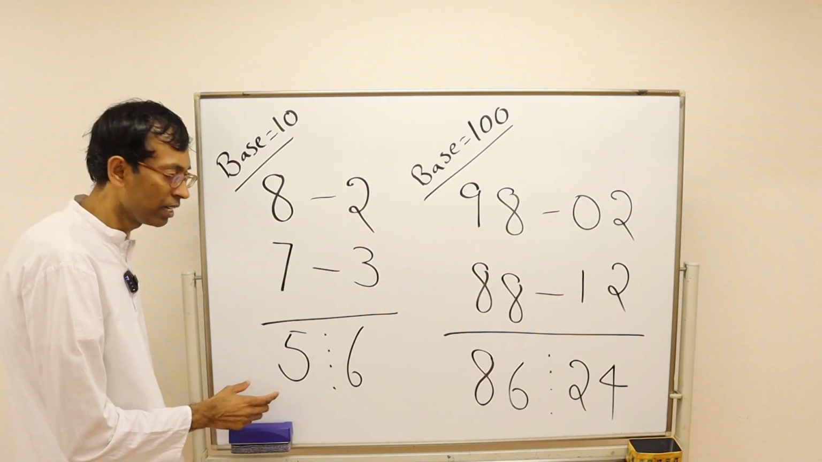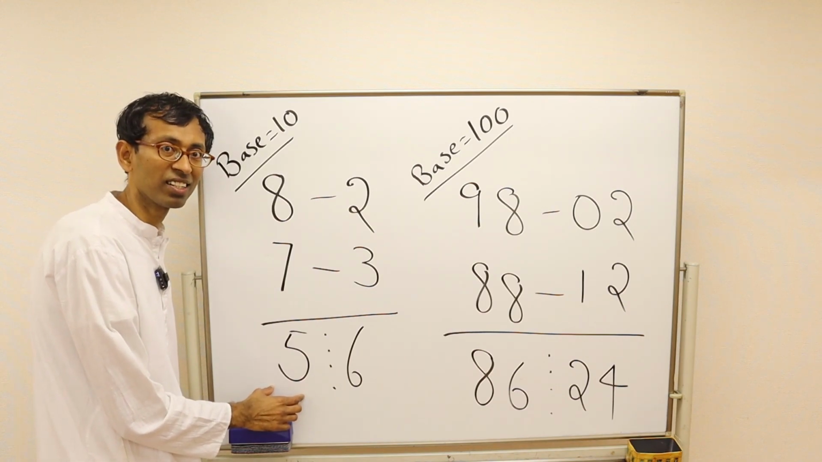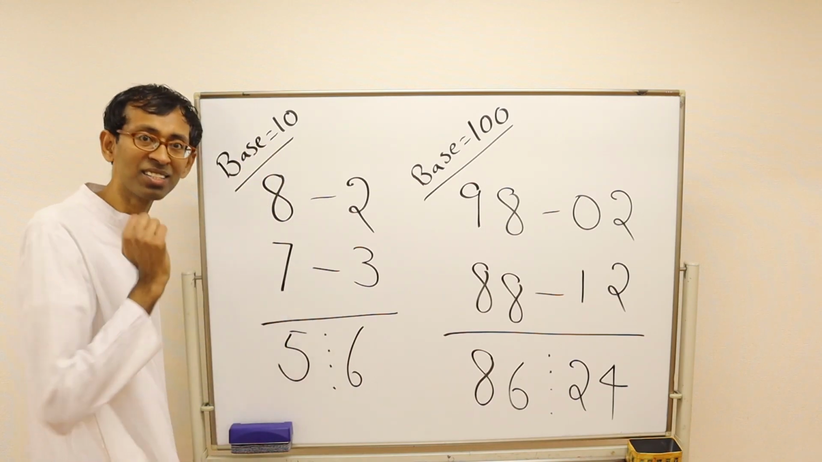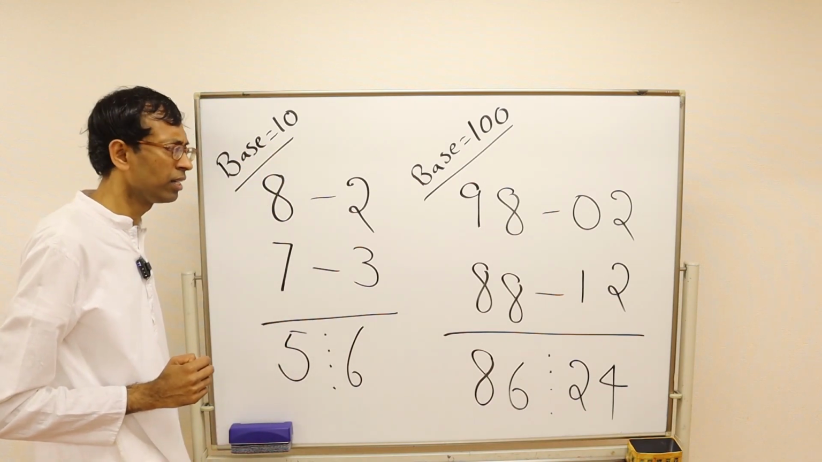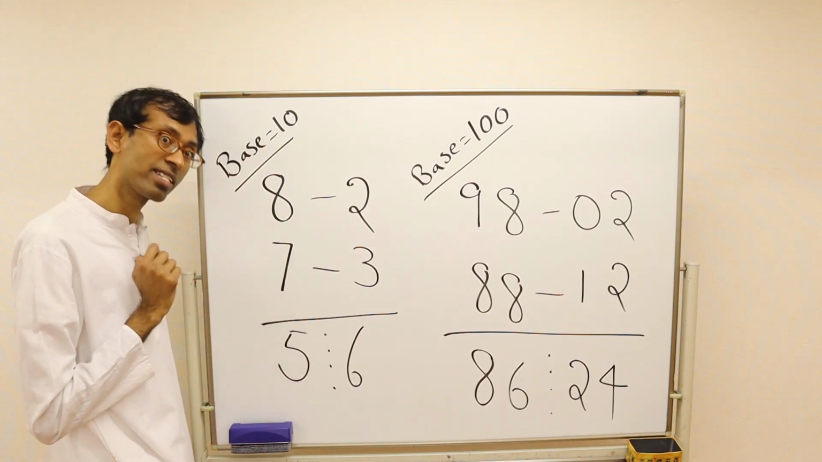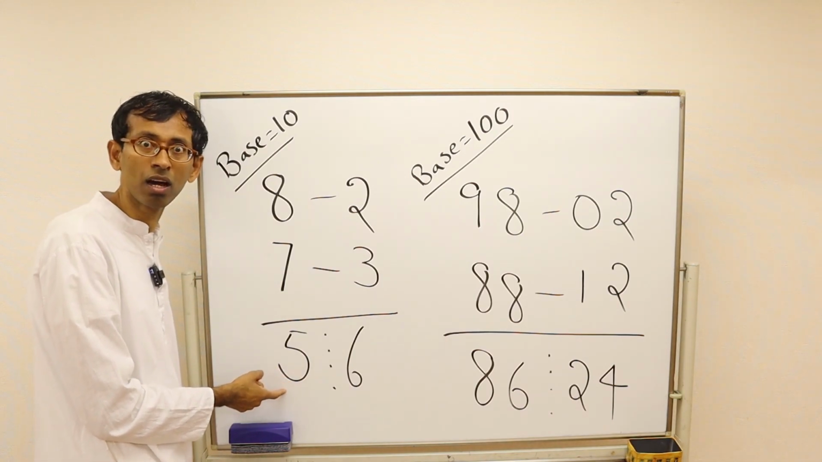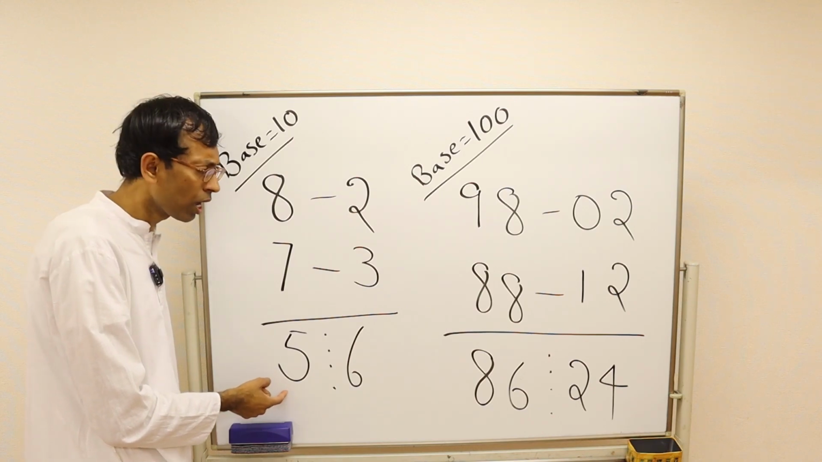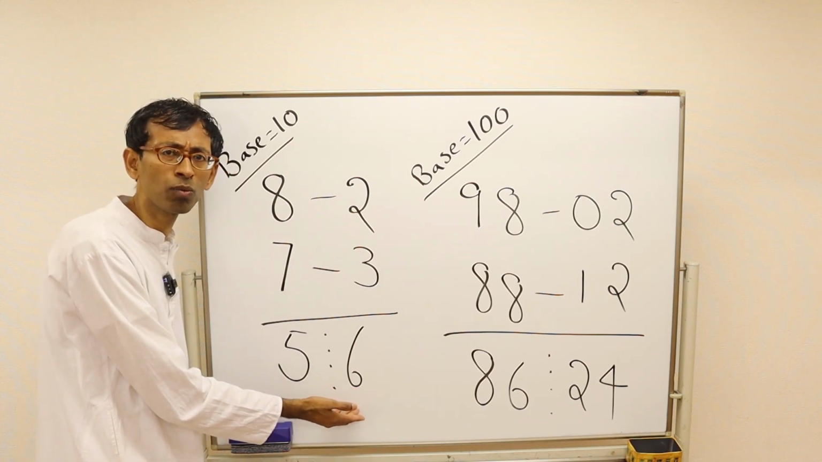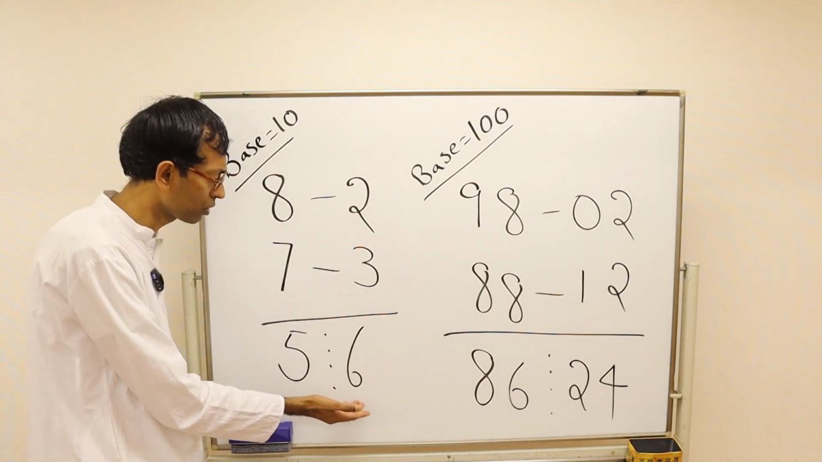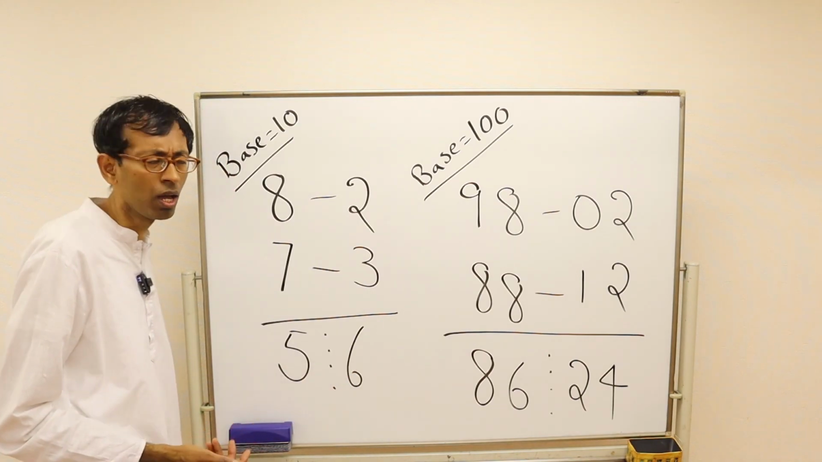If you see, the first part of the answer is a count of number of bases in the answer. Here the base is 10. So this 5 means there are 5 tens in the answer. So it's 50. And then the second part is simply whatever the remaining number. It's units here. So 6 units. So the answer is 56.